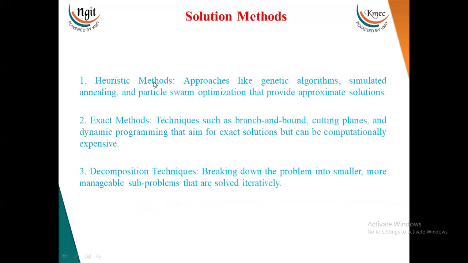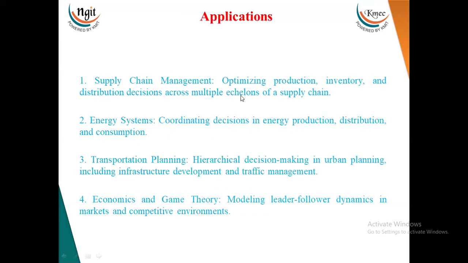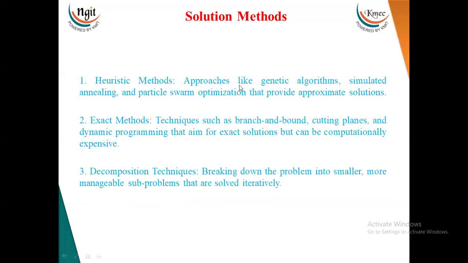Heuristic methods, okay, these are the solution methods. These are the applications and these are solution methods. Heuristic methods like genetic algorithms, simulated annealing, particle swarm optimization will provide the approximate solution. Exact methods like branch and bound, cutting planes, and dynamic programming give exact solutions. And we have the decomposition techniques, where you divide the complete problem into smaller, more manageable subproblems in order to make the complex problem simple.